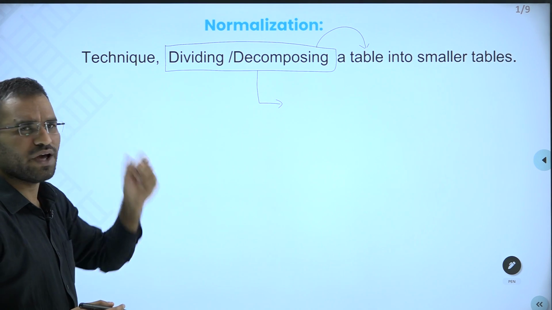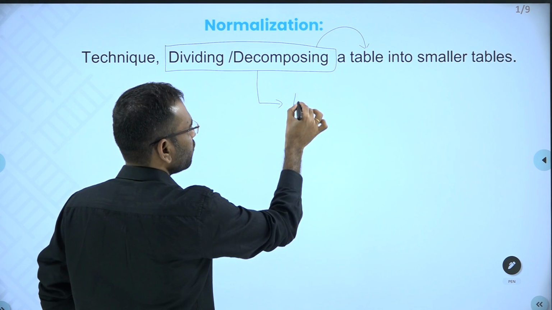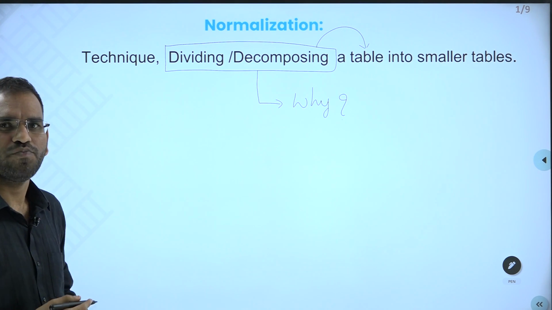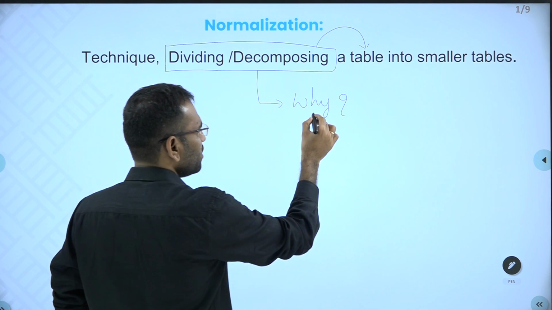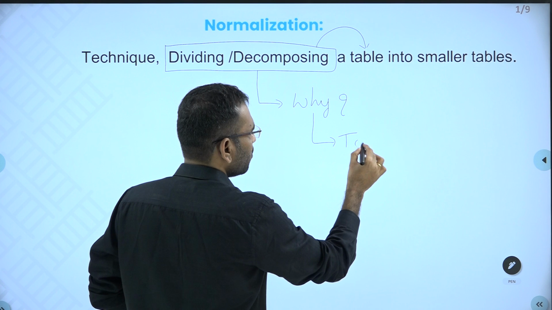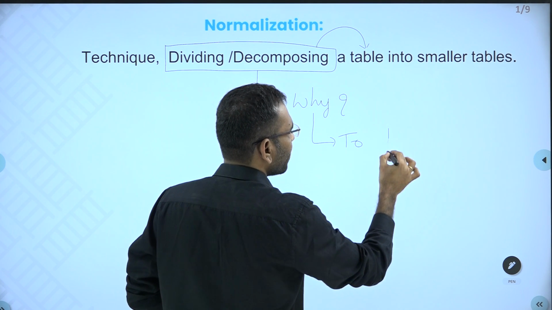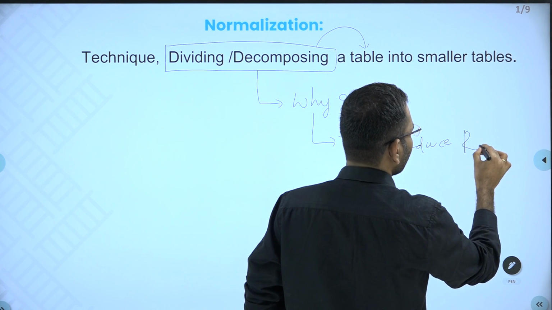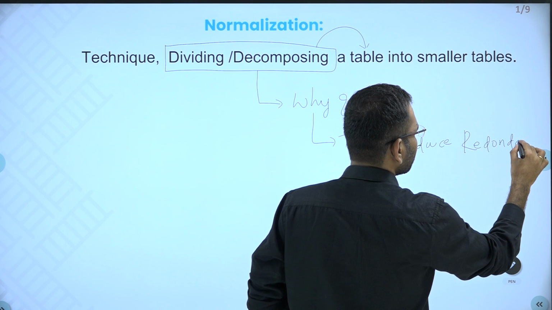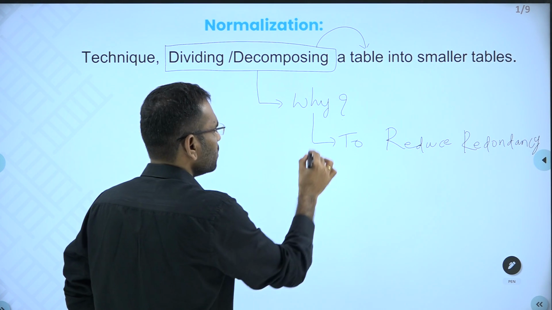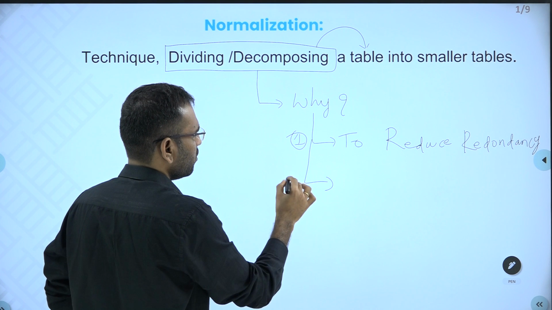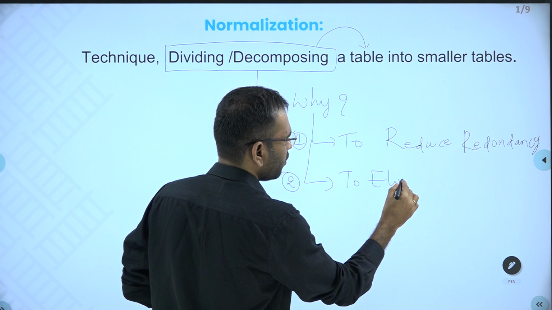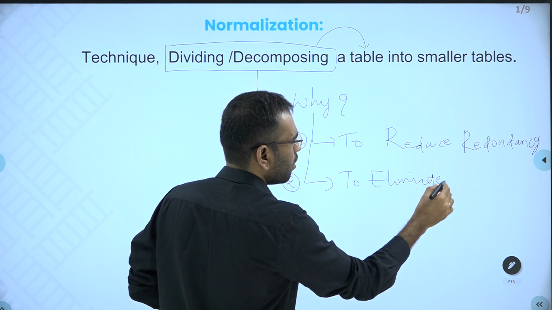So why do we have to divide or decompose? First we will see why. In our database, for the first point, we are dividing to reduce redundancy, and secondly, we are dividing to eliminate anomalies.